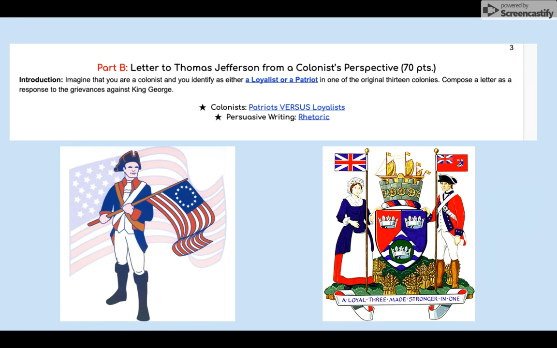So you're going to imagine that you're a colonist and that you are either a loyalist or a patriot in one of the original 13 colonies. And then you're looking at those grievances listed in the Declaration of Independence against King George.